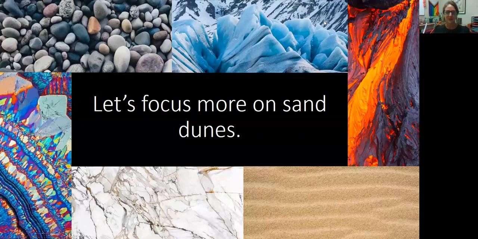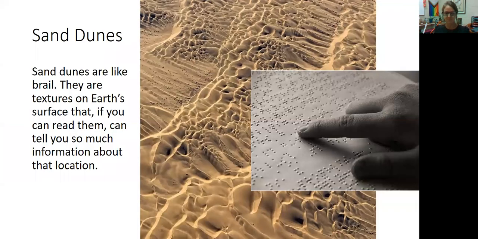We've talked about quite a few features that can form in deserts, but let's focus more on dunes because they can tell us a lot about the environment. Right? So sand dunes, I think of them kind of like Braille, right? They're textures on the surface that, if you know how to read them, can tell you a lot about that location. You just have to understand how to read that texture.